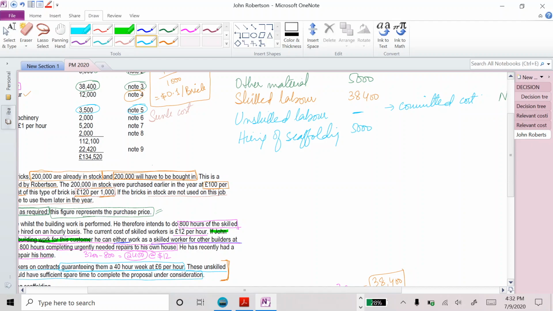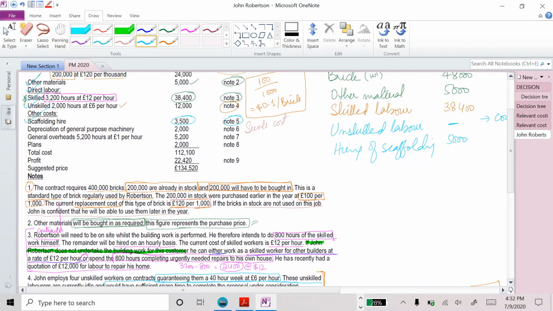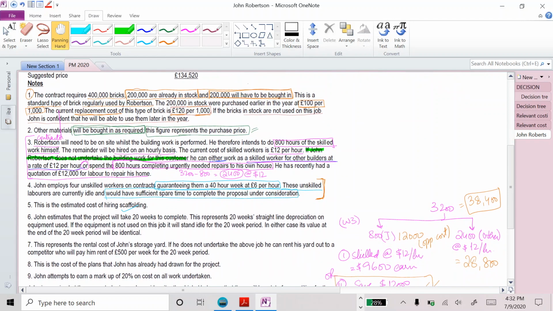Incremental cost, simple. Now, what is next? We are done with this part. Let's proceed to the next one. Depreciation of general purpose machinery 2000, see note number 6. See, depreciation is irrelevant. We have already studied that because depreciation is not a real cash flow. But let's see what is given in note number 6.